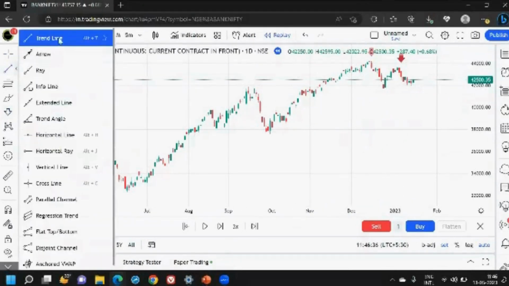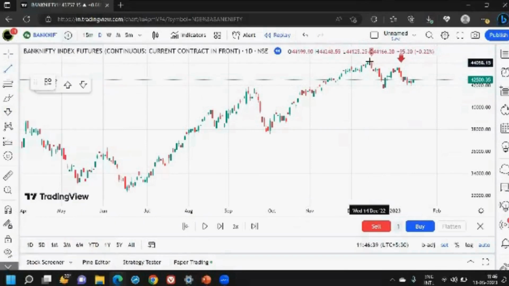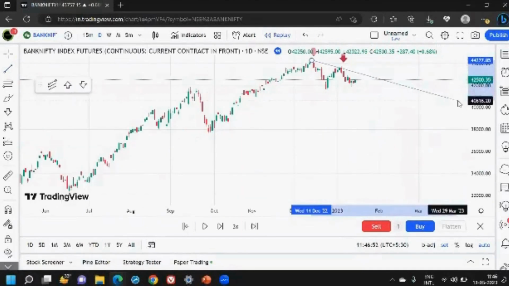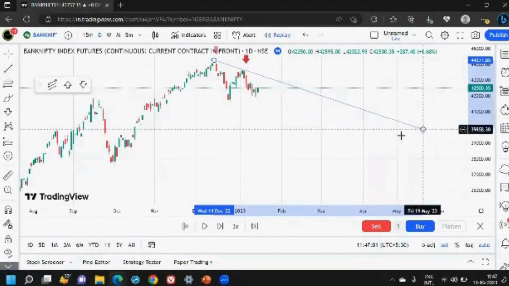In this toolbox, you can find a tool called the trend line. So here we will simply use the trend line, join the two highs, and extend the line further. You see, the line is extended. Here we get a trend line.